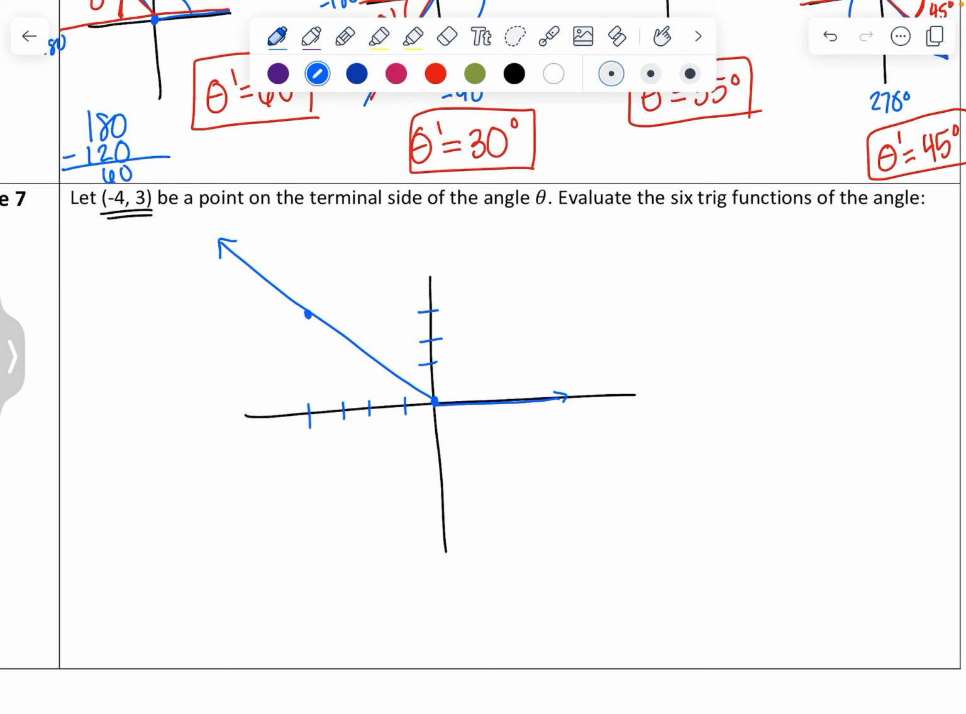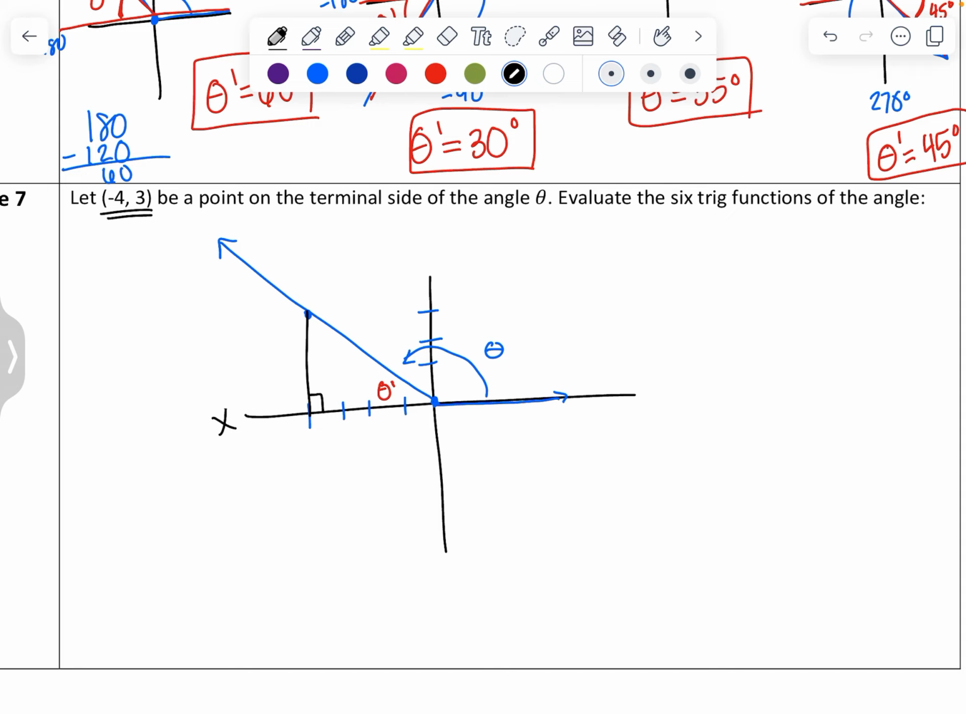And so we're looking for the 6 trig functions from this angle. And we're going to do that by using the reference angle that we just found. So our reference angle is going to be right here. It's formed with the x-axis and the terminal side. And I'm going to use that reference angle and my terminal side to make myself a right triangle. So I'm going to drop this straight down. We always go back to the x-axis.